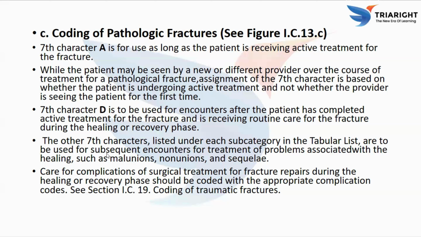So what about complications of surgical treatment? If the patient develops a complication from surgical repair of the fracture during healing, what do you have to do? You should use the complication codes, not just the fracture codes. You have to refer to section I.C.19, the coding of traumatic fractures, for guidance. So even though it is a pathological fracture, complications follow the traumatic fracture complication rules. So this is about the active treatment, subsequent encounter and problems during the healing.